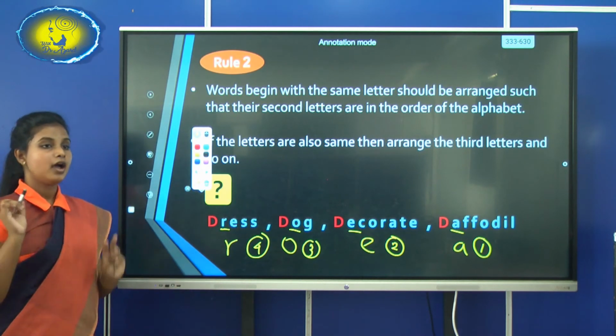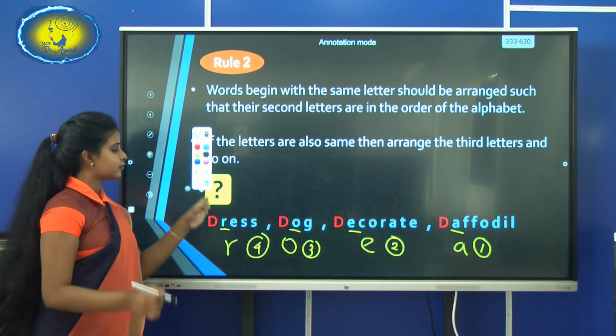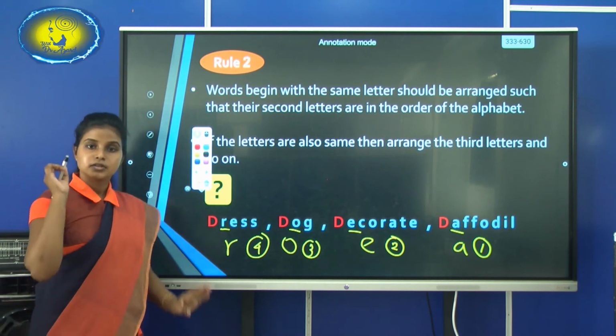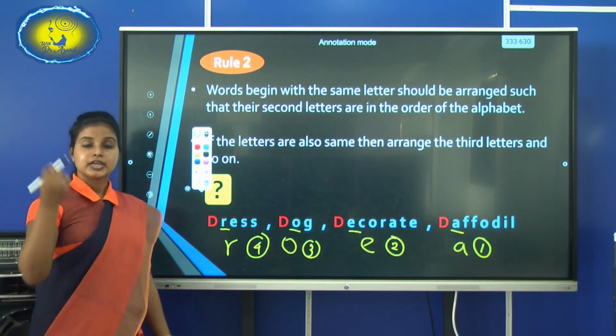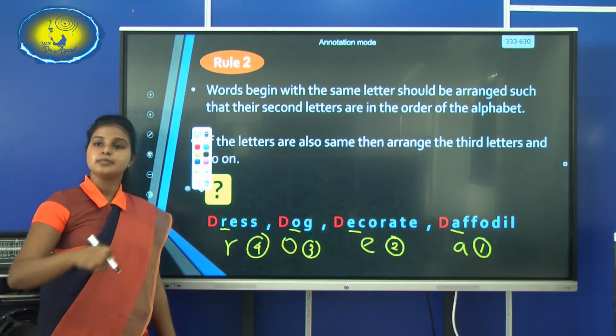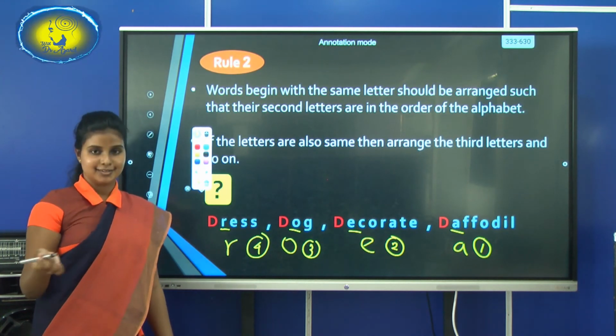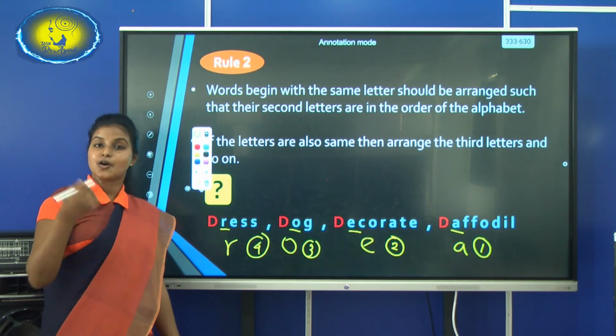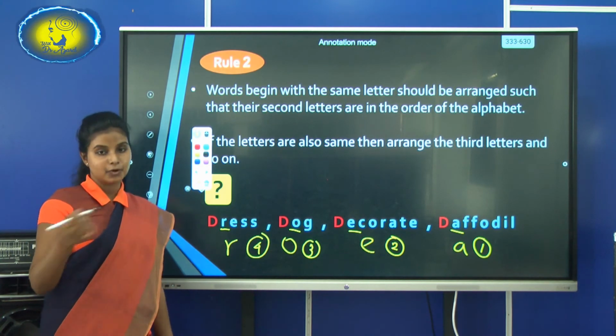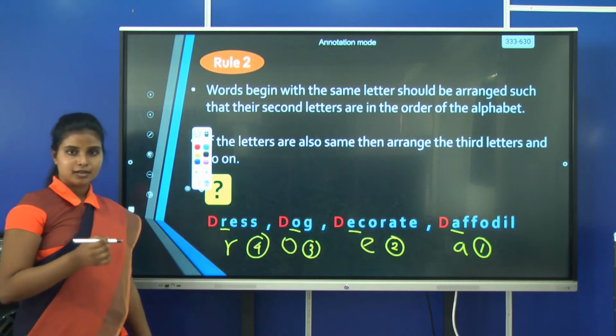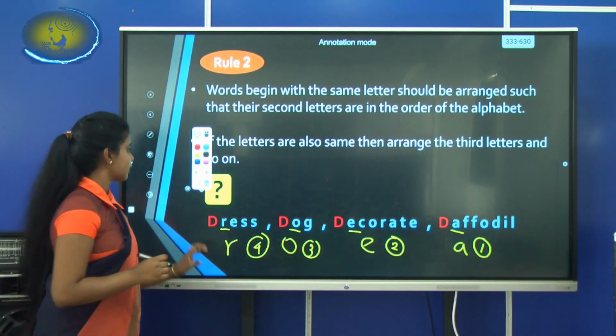From this rule, I need you to remember that if the first letters are the same, just move to the second letter. If the second letters are also the same, move to the third letter. If the third letters are also the same, move to the fourth letters. Okay children? Did you get the idea now?